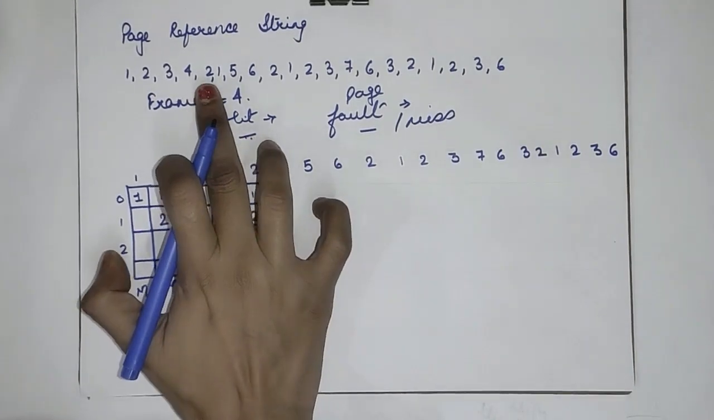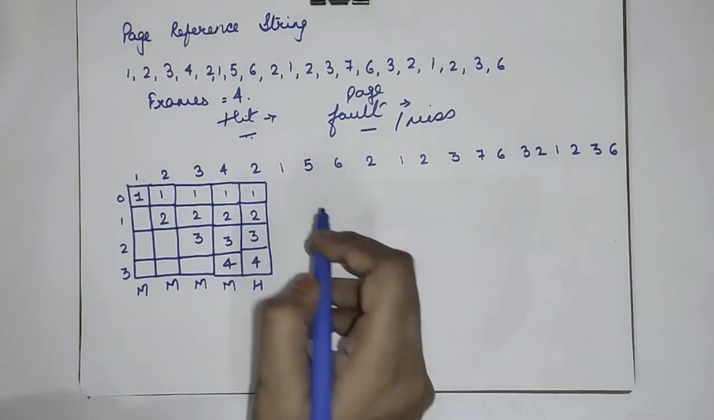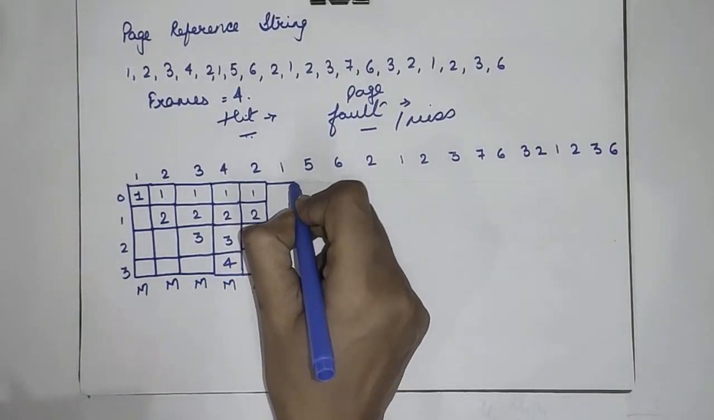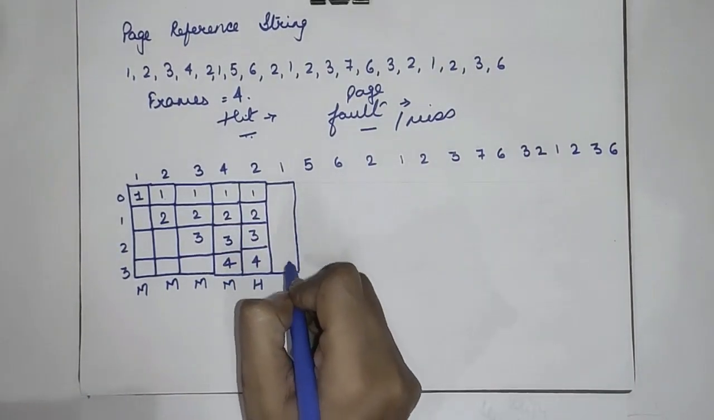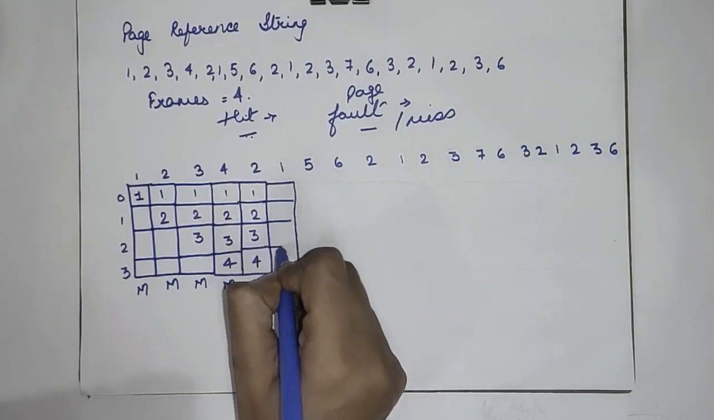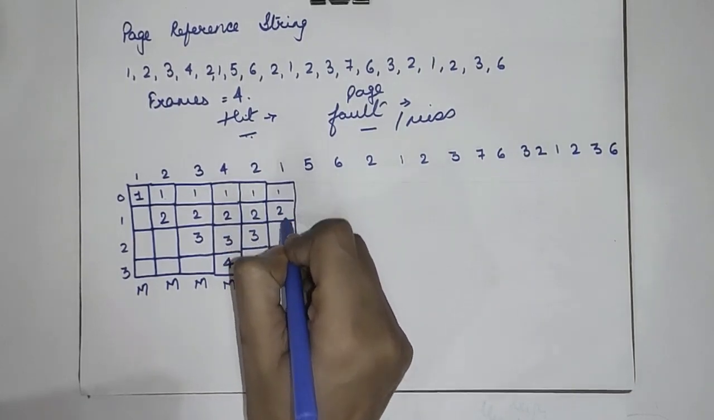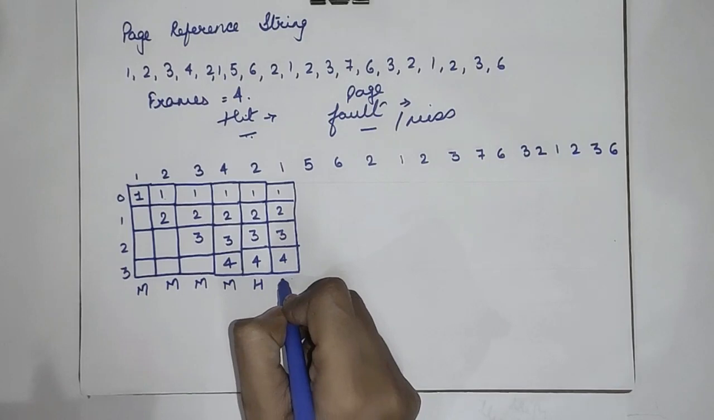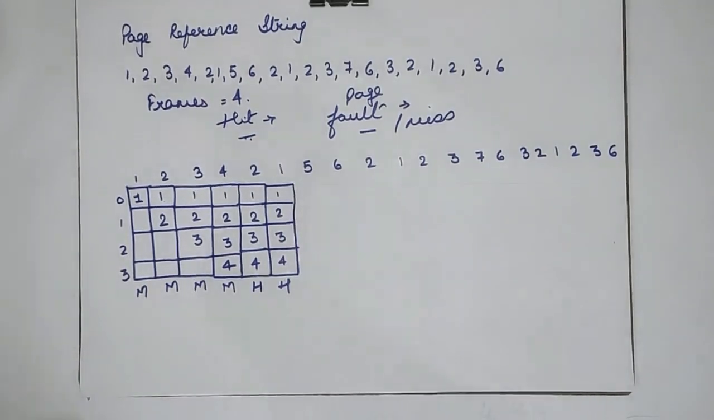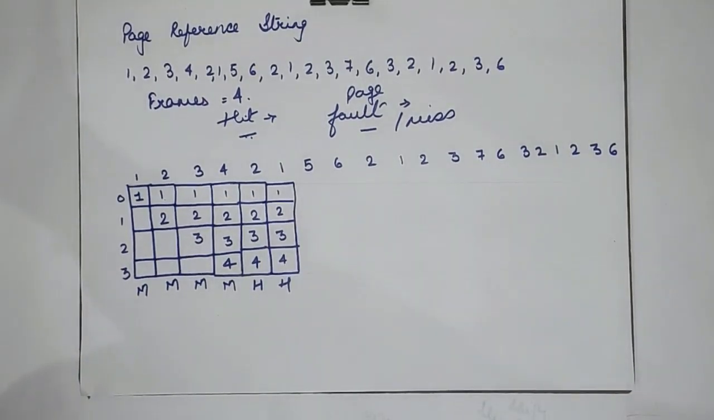Next, after 2, the next page which I require is 1. So I'll check whether 1 is present in memory or not. As I can see, 1 is also already present in memory. So again, we got a hit and there is no confusion. So now the confusion arises.